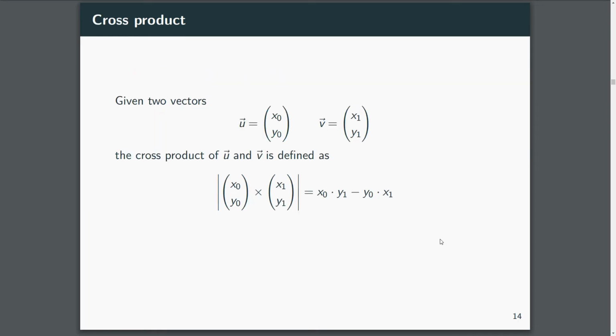We also have the cross product. So here we multiply the first x value with the second y value and subtract the first y value multiplied with the second x value. So you have x0 times y1 minus y0 times x1.